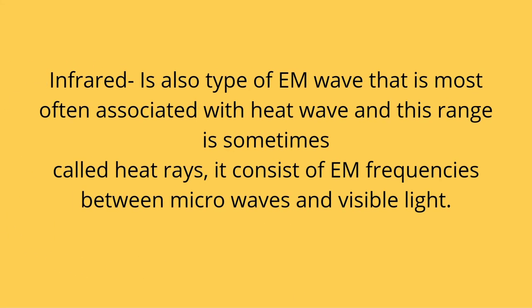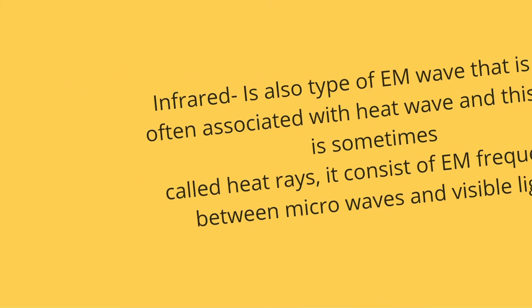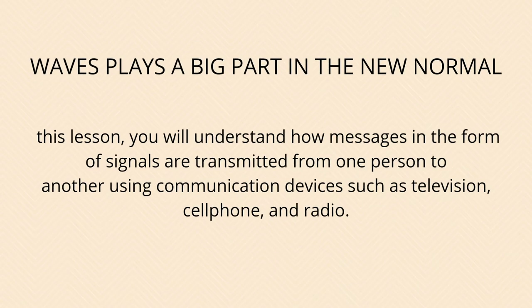Infrared is also a type of EM wave that is most often associated with heat, and this range is sometimes called heat rays. It consists of EM frequencies between microwaves and visible light. Waves play a big part in the new normal. In this lesson, you will understand how messages in the form of signals are transmitted from one person to another using communication devices such as television, cell phone, and radio.